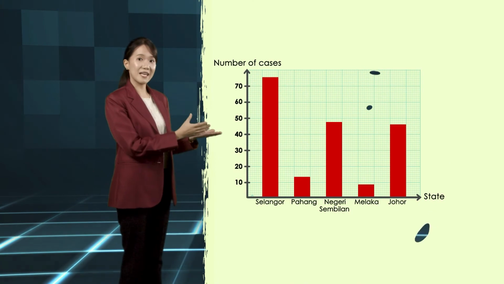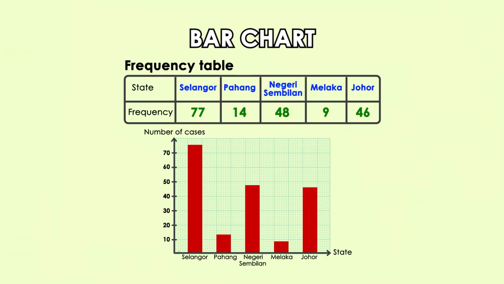What should we do next? Yes, the last step is to give the bar graph a title. Would you agree with me if I were to put the title for this bar graph as Number of COVID-19 Pediatric Cases in 5 States? Great! I'm glad you agree with me. Now, our bar chart is complete.